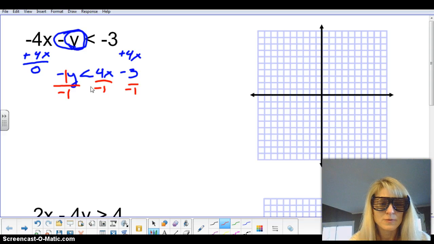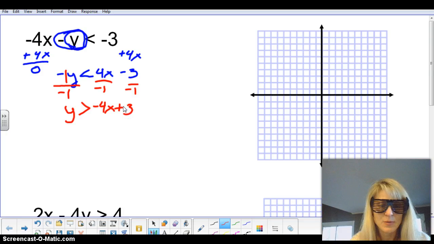The first thing I'm going to remember is when I multiply or divide by a negative, that flips my sign around. And I know negative 1 divided by negative 1 is positive 1y, or just y. Positive 4x divided by negative 1 is negative 4x. And then negative 3 divided by negative 1 is a positive 3. Okay, so then I'm going to go to graph.